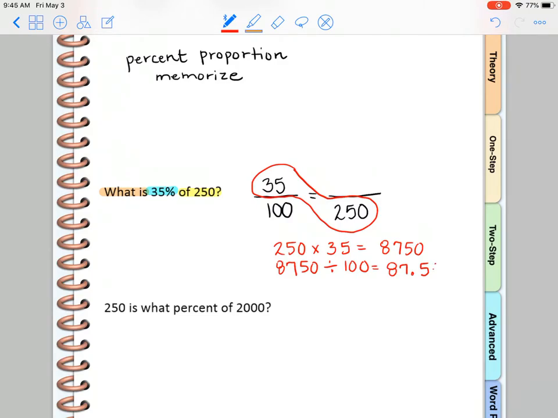You can put a 0 on there if you're dealing with money. That would be $87.50. If you're not dealing with money, you can leave the 0 off.